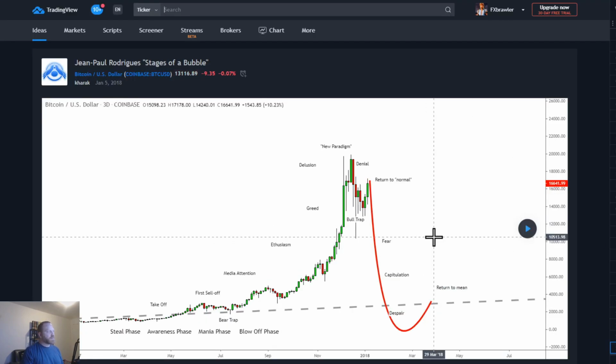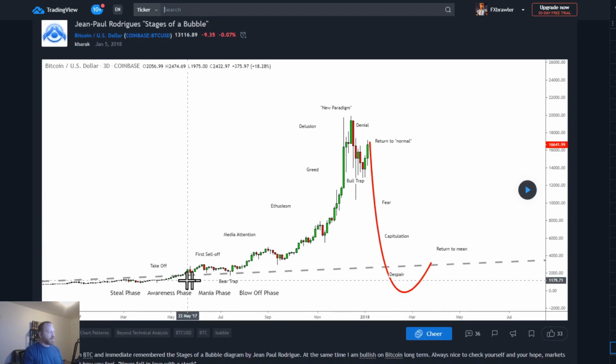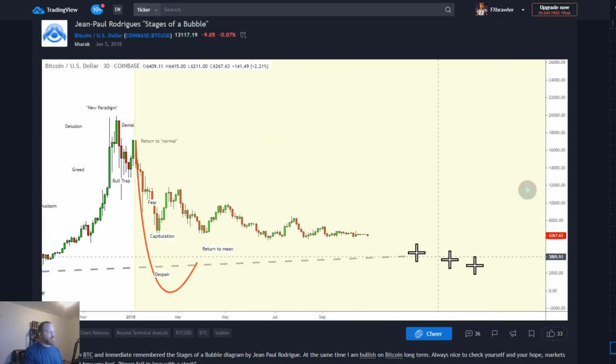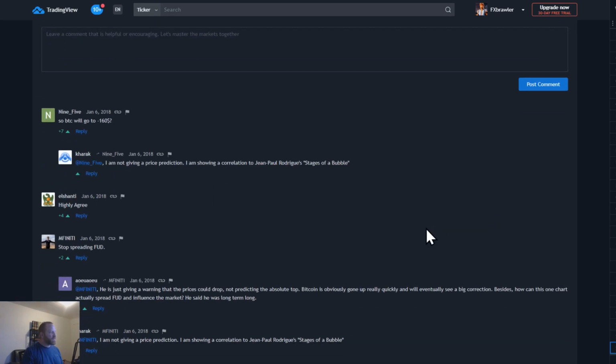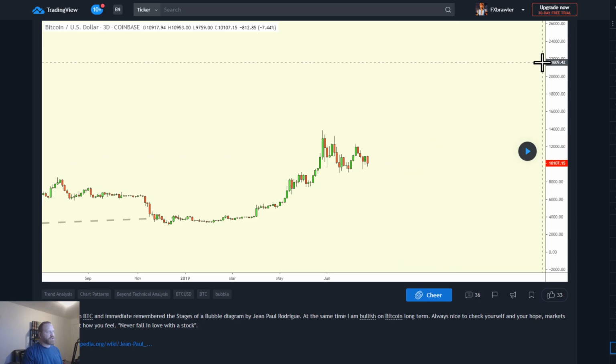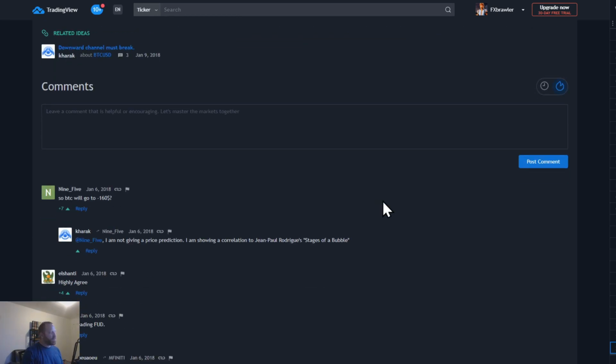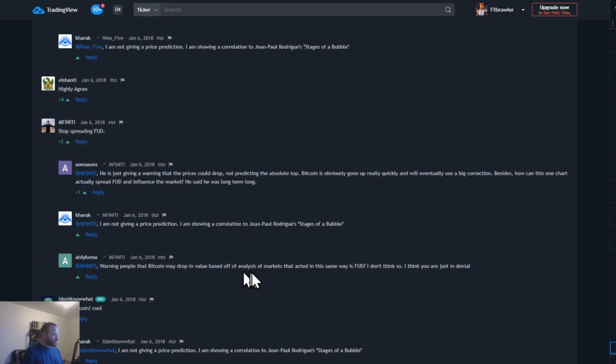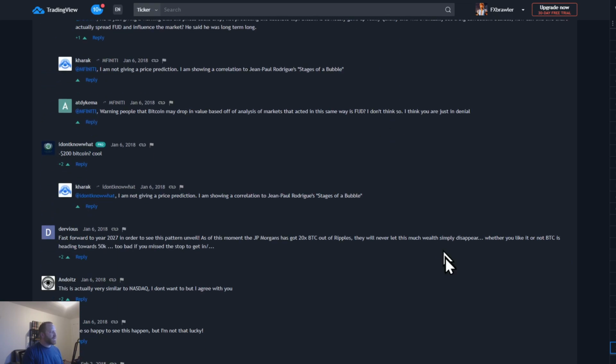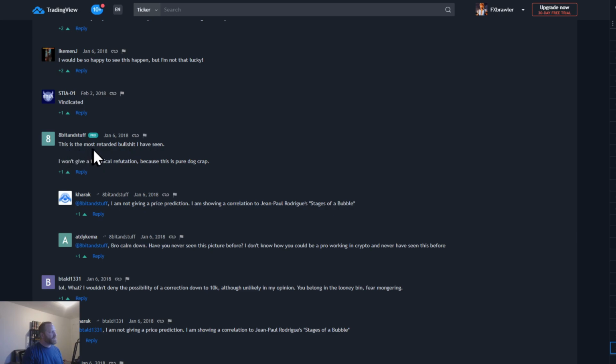And if you look here, this guy on TradingView, he posted that chart where it was very, very accurate as far as the top, and then it started to go down. And if you read in the comments here, people laugh at him like, "Oh, so BTC will go to minus 160." Like, obviously this chart wasn't really well built because it was going into negative territory, but still. And then, "Stop spreading FUD. Like, what else? This is the most retarded I've seen. I won't give a technical refutation because this is pure dog crap."